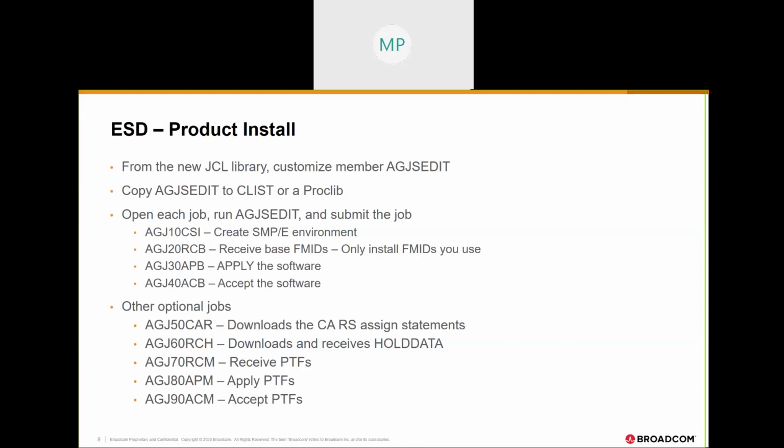So the optional steps are AGJ50CAR, which downloads the CA recommended service assigned statements, AGJ60RCH, which downloads and receives whole data. AGJ70RCM receives PTFs. AGJ80APM applies those PTFs. And then AGJ90ACM accepts the PTFs.